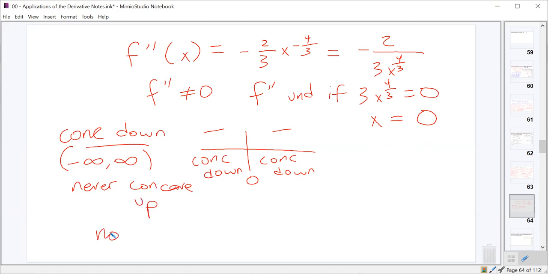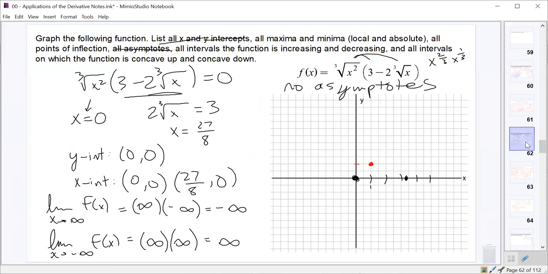And there are no points of inflection. Even though there was a place where the second derivative was undefined, there was no change in concavity at 0, thus no points of inflection. So we've now answered about maxima, minima, local and absolute, points of inflection, intervals when it's increasing and decreasing, and intervals when it's concave up and concave down.